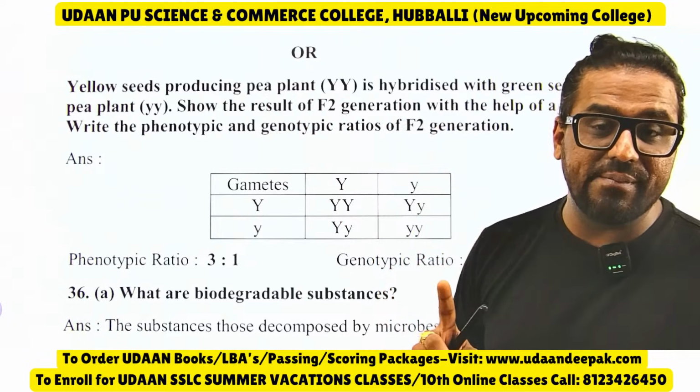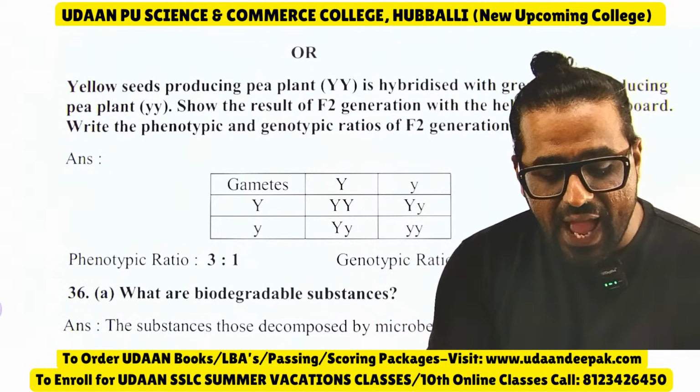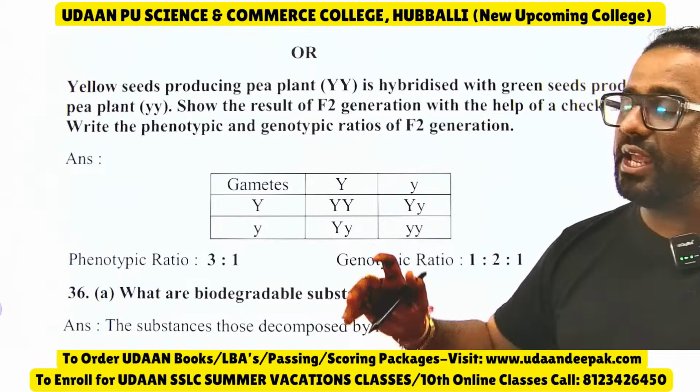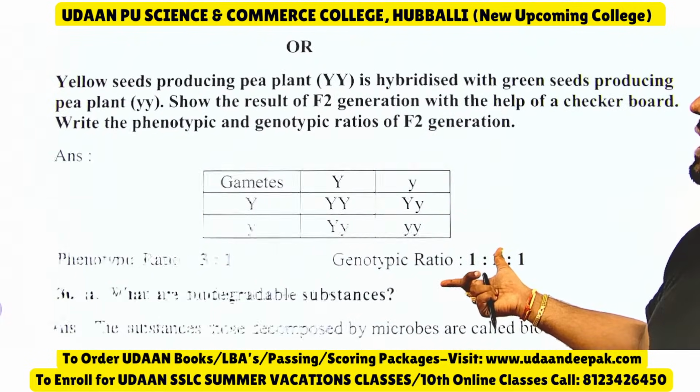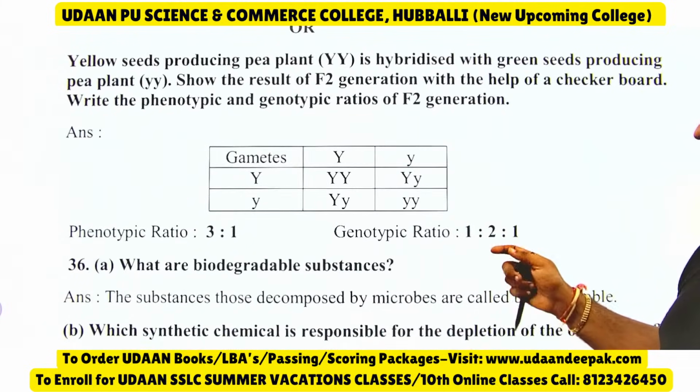So this is a monohybrid cross because only one character has been highlighted here. You can see, show the result of F2 generation with the help of a checkerboard. Write the phenotypic and genotypic ratio of F2 generation.